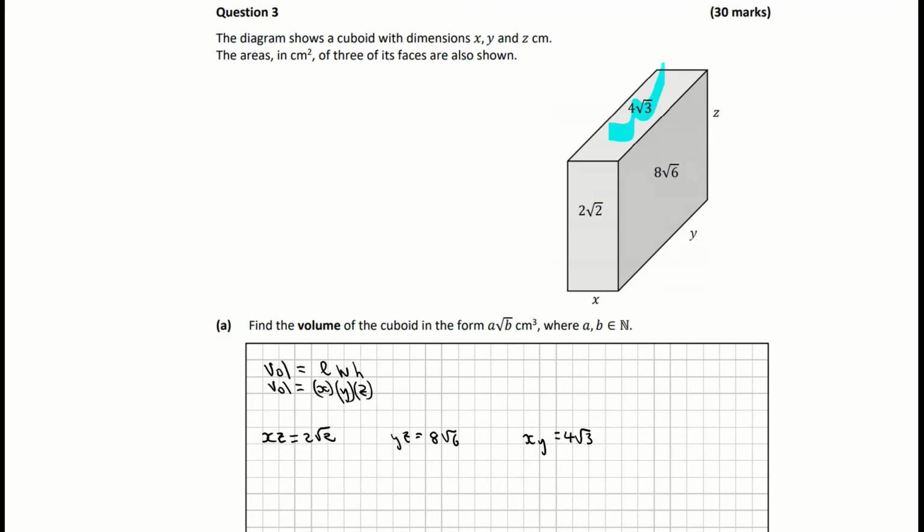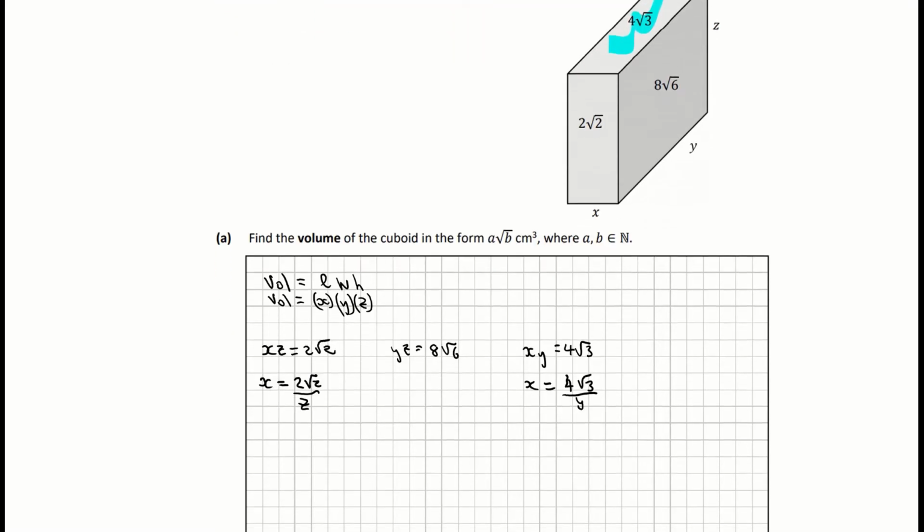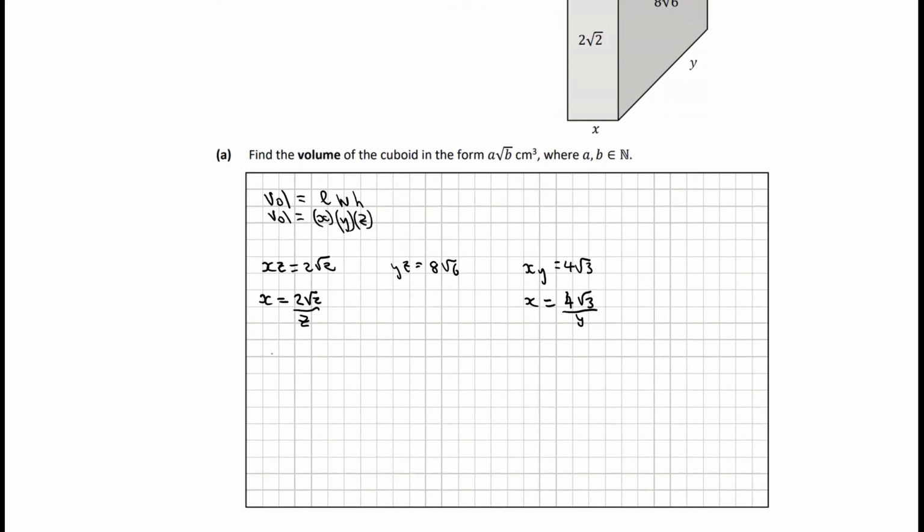Now, 2 of these have an x term in them, xz and xy. So I'm going to manipulate those, and I'm going to divide across by z on the first one. So I have x is equal to 2 root 2 all over z. And on the third one here, I can also have x is equal to 4 root 3 divided by y. So I have 2 values for x, which means that both of those are equal to each other. So I can now state that 2 root 2 divided by z is equal to 4 root 3 divided by y.